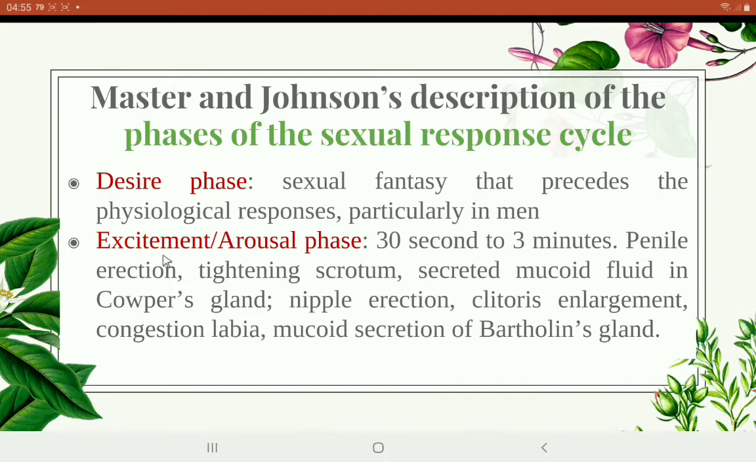And the second is the excitement or arousal phase. It lasts 30 seconds to 3 minutes. It includes penile erection, tightening of the scrotum, secretion of mucoid fluid from Cowper's glands, nipple erection, clitoris enlargement, congestion of the labia, and mucoid secretion of the Bartholin gland.